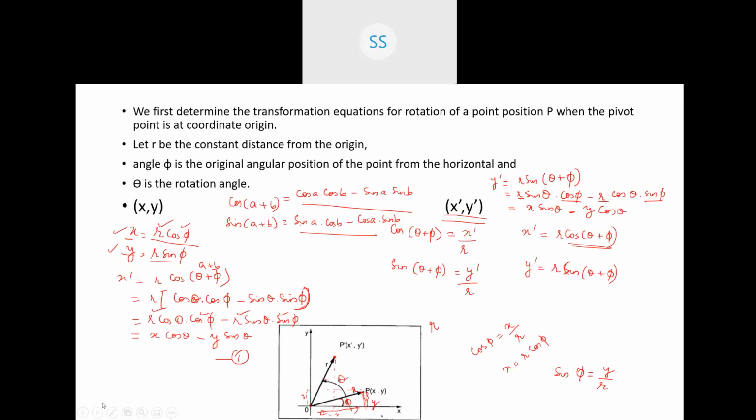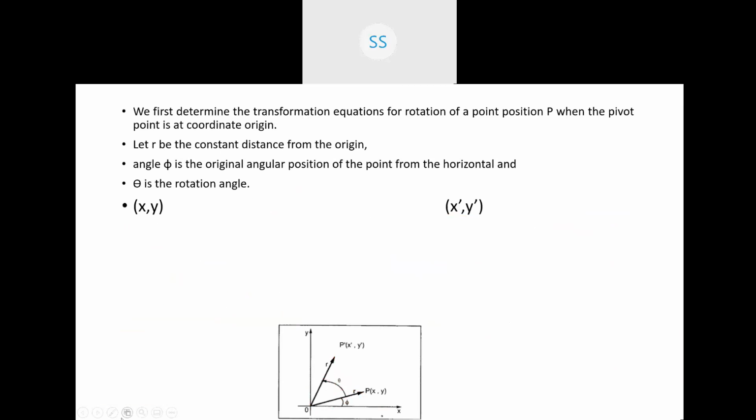If you have understood, what about the remaining? I'll just write once again. What was my x, children? My x was equal to r cos phi and my y was equal to r sin phi, isn't it? And x dash was given as x cos theta minus y sin theta. And what was my y dash equal to? Y dash was equal to x sin theta plus y cos theta. This is what I had got for x dash and y dash.